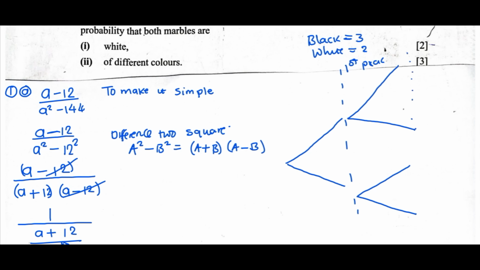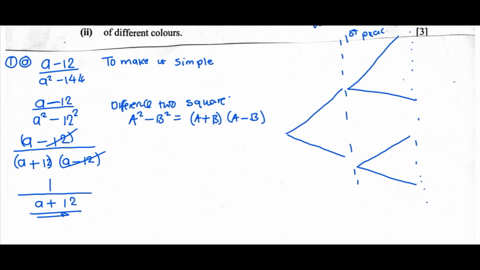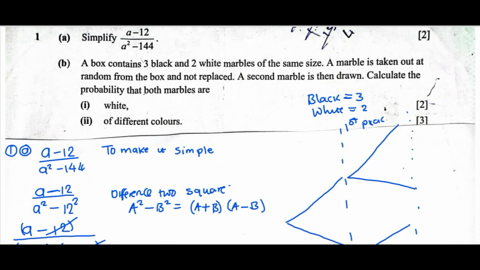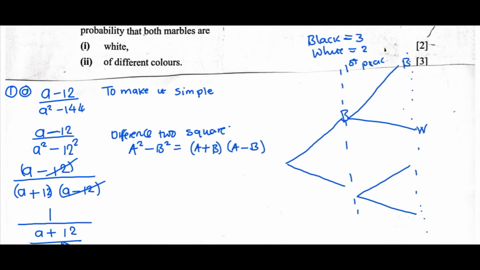So consider this one as our second pick. Now let's go back to our question. We'll begin with black. So this will be our black. Then we are going to have white. Here white, then we'll have black.